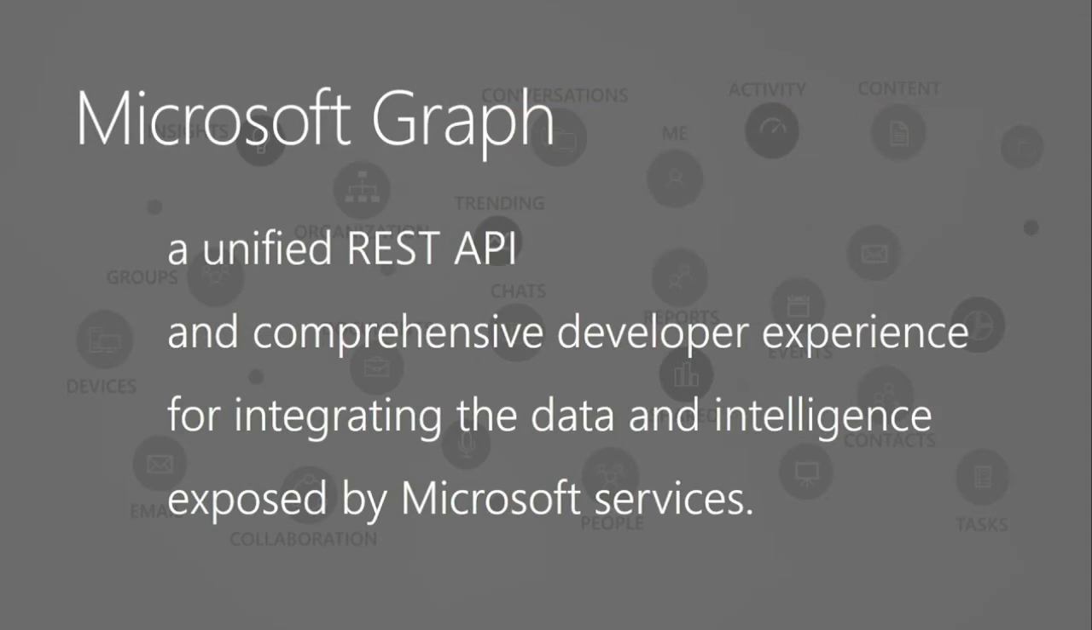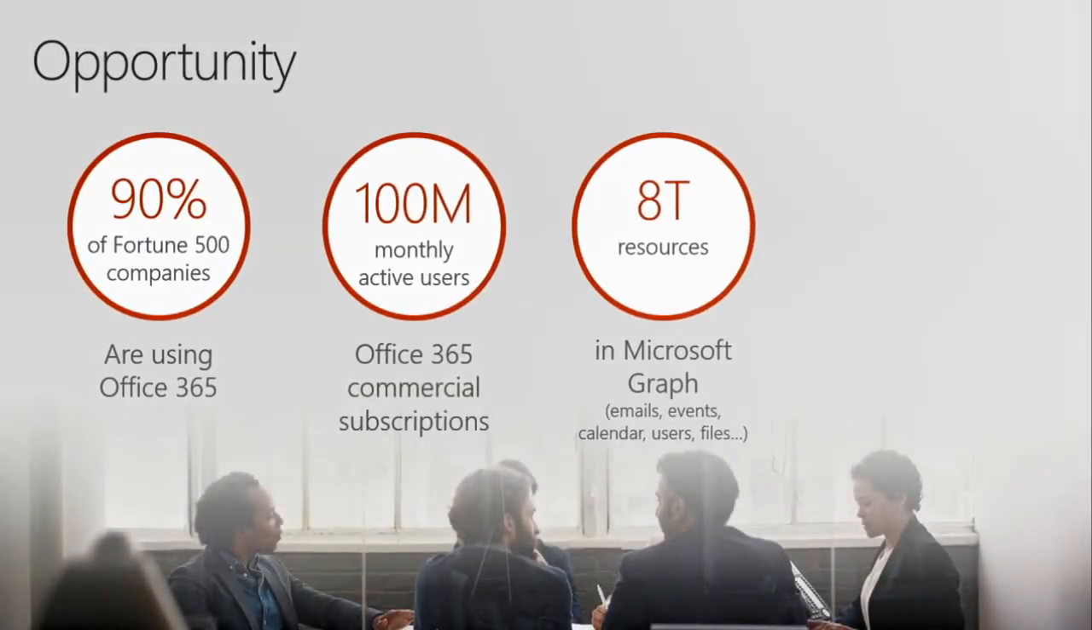So what is Microsoft Graph? You've heard a lot about it during Build, during the keynote this week, and some other sessions. Microsoft Graph is a REST API that provides a comprehensive developer experience that allows you to integrate data and intelligence exposed by Microsoft services. And one of those Microsoft services is Office 365. So I'm going to spend a little bit of time talking about the opportunity behind integrating with Office 365. As you know, Office 365 has around 90% of Fortune 500 companies using the service. That's more than 100 million active users on commercial accounts only. That's not counting the users that we have on the consumer side of the house, which means that's loads of data that is stored in our services and exposed through the Microsoft Graph.